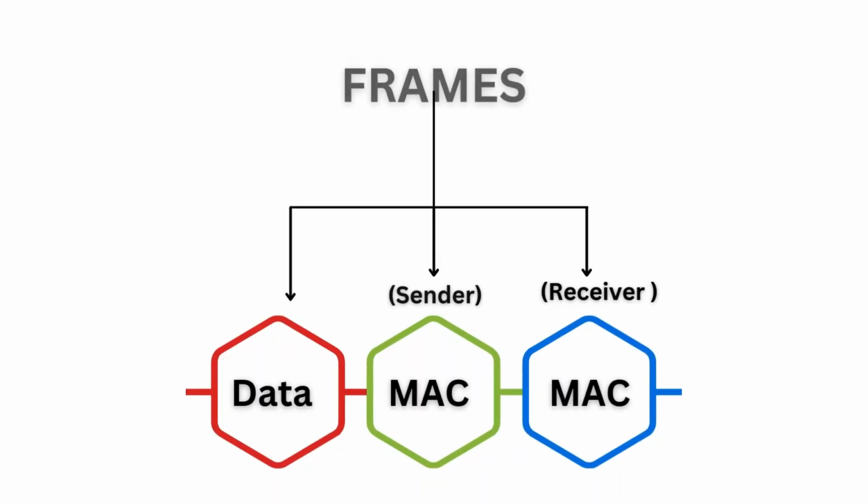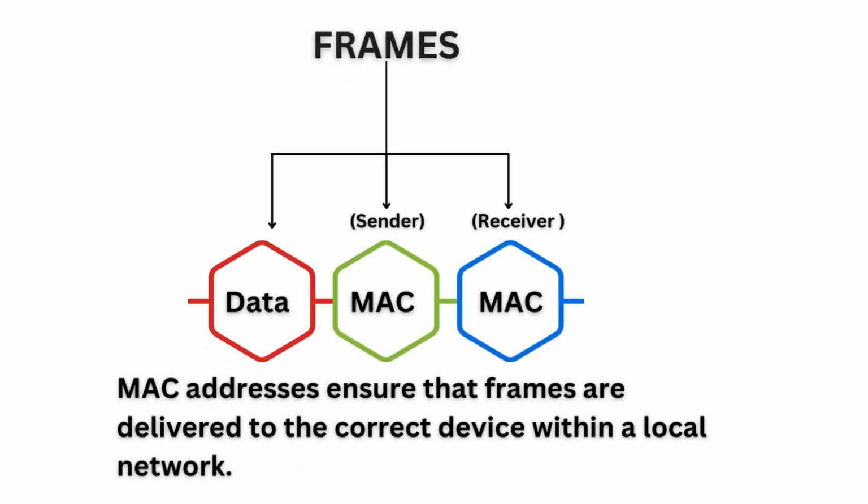You have probably heard of MAC addresses before. But why are they important? So every network device like your laptop, phone, or router has a unique MAC address, like a fingerprint. So the MAC address ensures that the frames are delivered to the correct device within a local network. Think of it like sending a letter. The MAC address is a house number that ensures that the letter gets to the right mailbox.